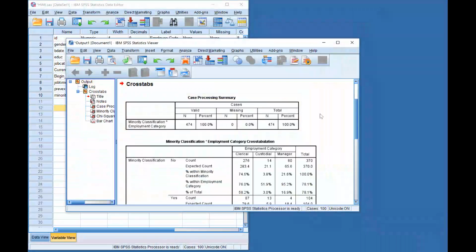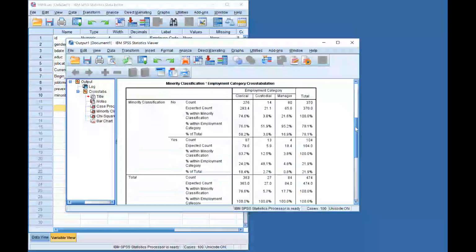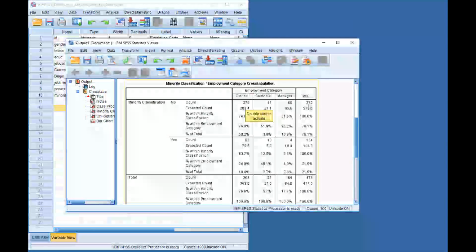And here's our case processing summary. We have an N of 474 employees. And here's our crosstab of minority classification and employment category. Those who are not of a minority classification make up 276 clerical, 14 custodial positions, and 80 managerial, for a total of 370 non-minority classified employees.